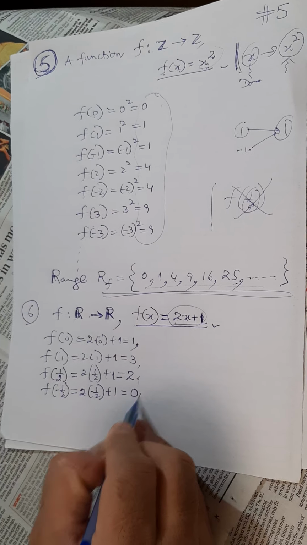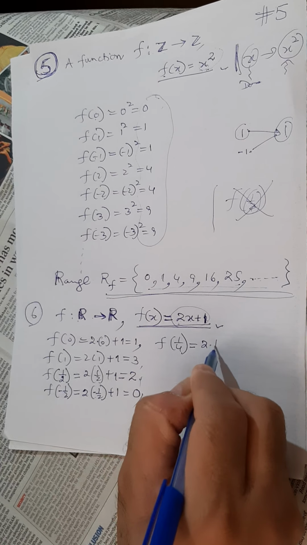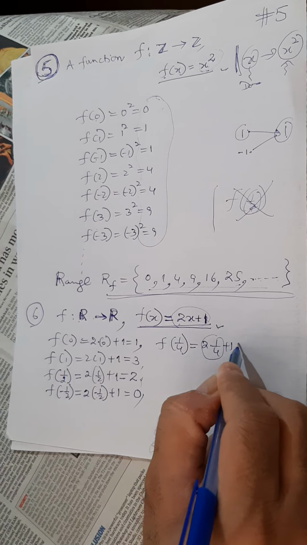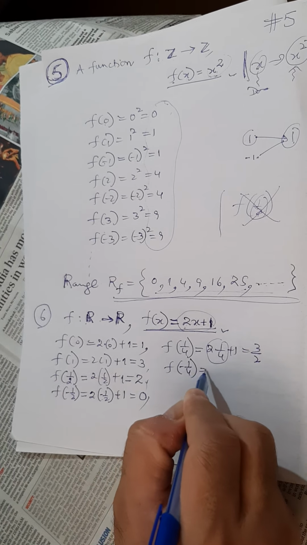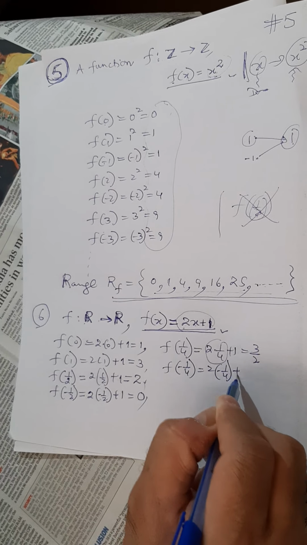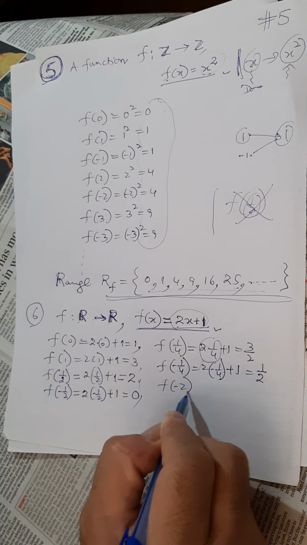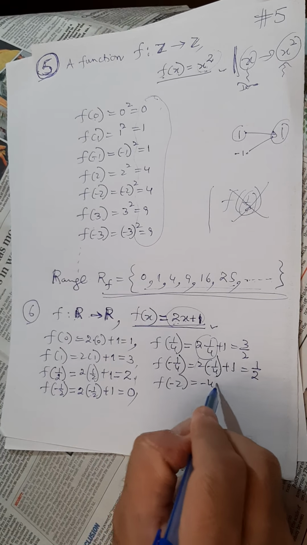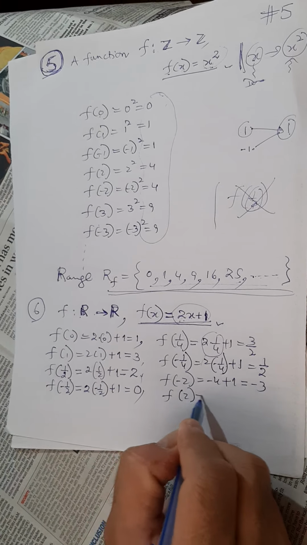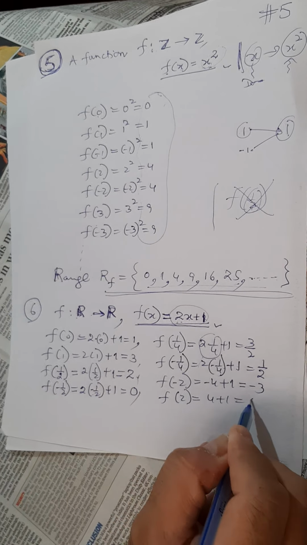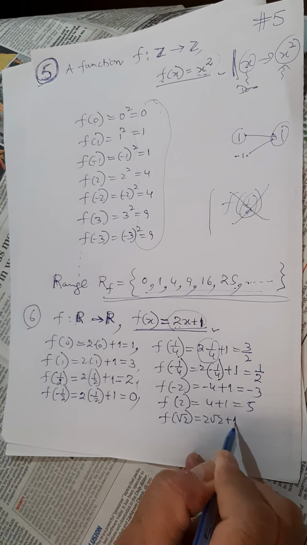Next, if I take, for example, 1 by 4. You can take anything. So 2 into 1 by 4 plus 1. So this is 1 by 2 plus 1, so 3 by 2. If I take minus 1 by 4 here, then 2 into minus 1 by 4 plus 1. So this is minus 1 by 2 plus 1, which is 1 by 2. If I take minus 2 for example, then minus 4 plus 1, which is minus 3. If I take 2 for example, then it will be 4 plus 1, which is 5.